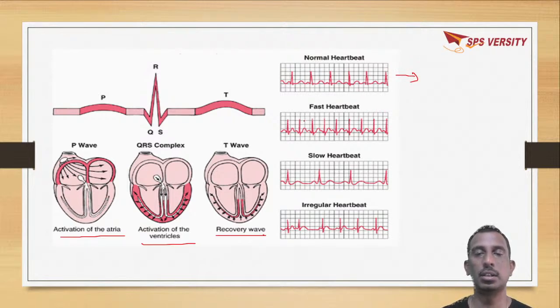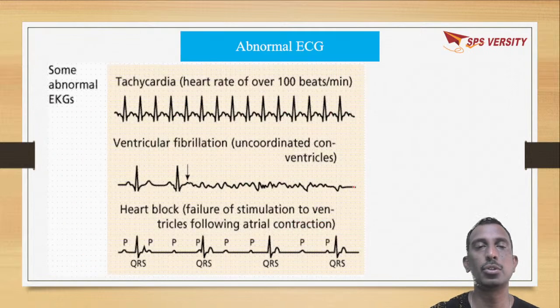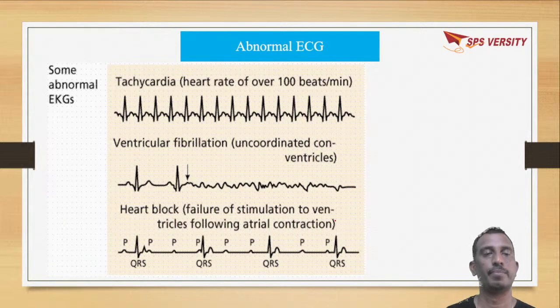and a fast heartbeat rate, the reading you can see, where the peaks are very close. In a slow rate, there is a large gap between QRS waves. Irregular, you can see when the gaps are irregular. So like this, the functioning of the heart can be assessed by this ECG PQRS.